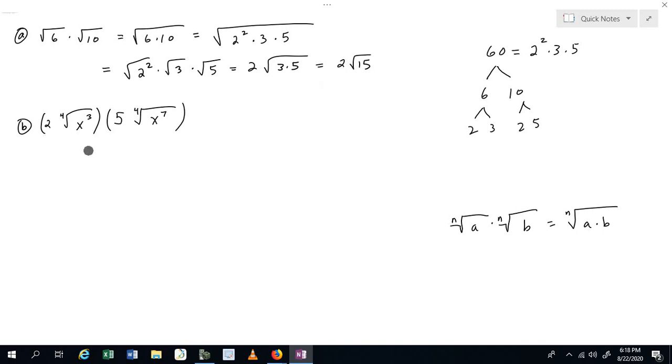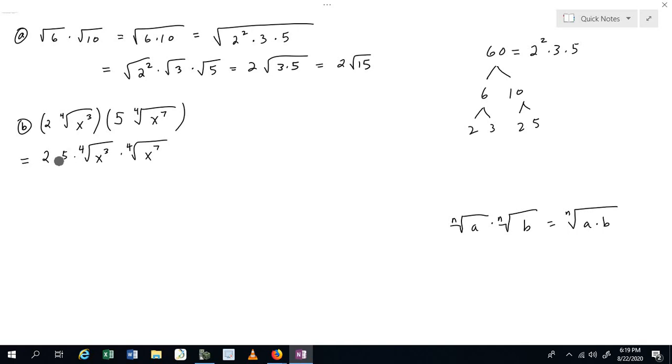Okay, so let's try part B. In part B, the first thing I'm going to do is rearrange the order in which I multiply these. The order in which you multiply doesn't matter. So I'm going to multiply the 2 and the 5 together first, and then the 2 radicals next. Again, all I'm doing is changing the order in which I multiply, which is perfectly fine. Order doesn't matter when you multiply. Like 2 times 3 is the same as 3 times 2. You can change the order of multiplication and you'll still get the same answer.